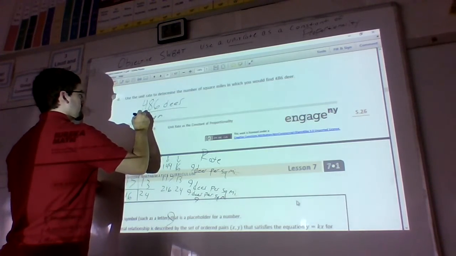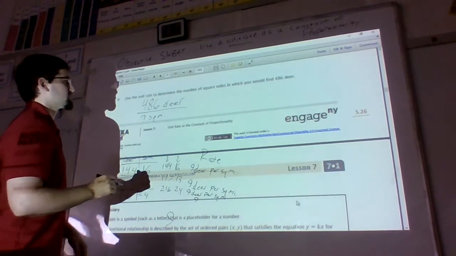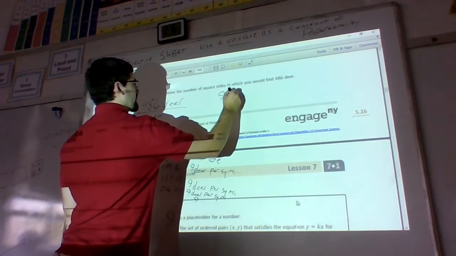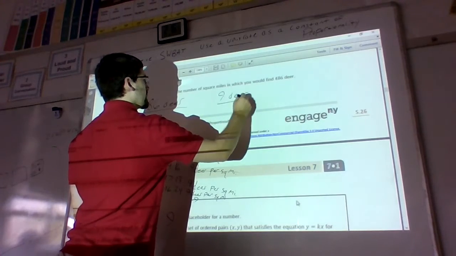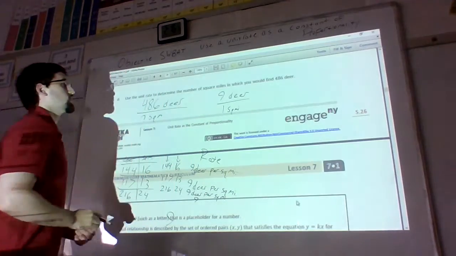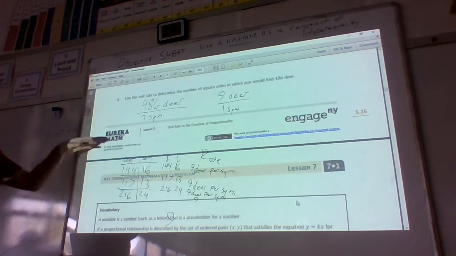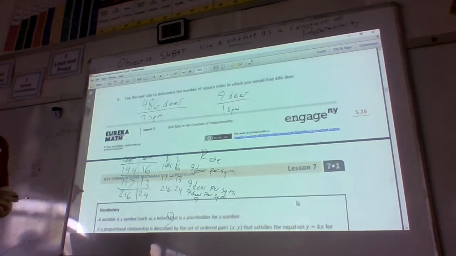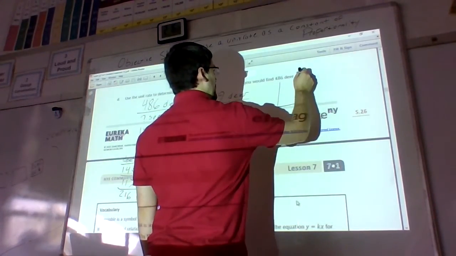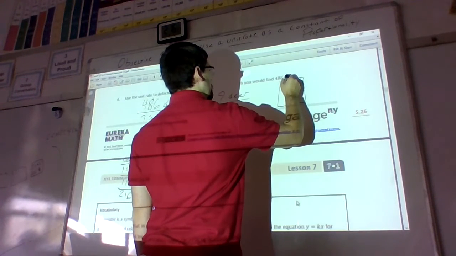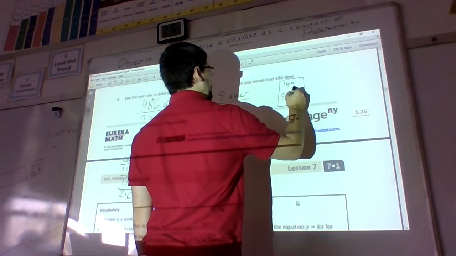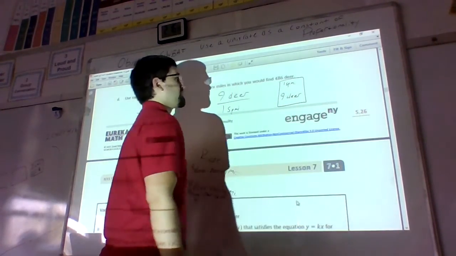I'm just going to put a question mark there because we don't know. Square miles, we don't know. However, we do know that there are 9 deer in 1 square mile. So what could we do here to figure out how many square miles there are if we have 486 deer? Well, remember again, every time we have 1 square mile, we have 9 deer. Every single time.